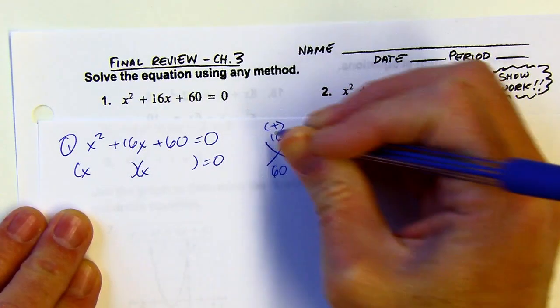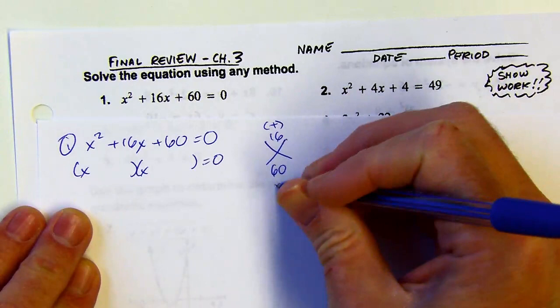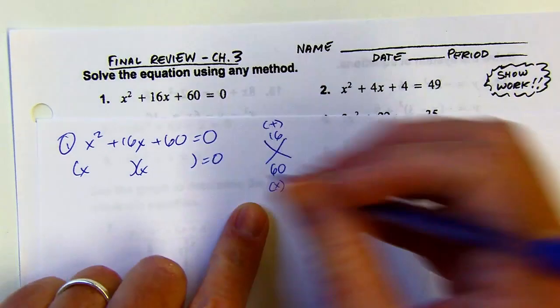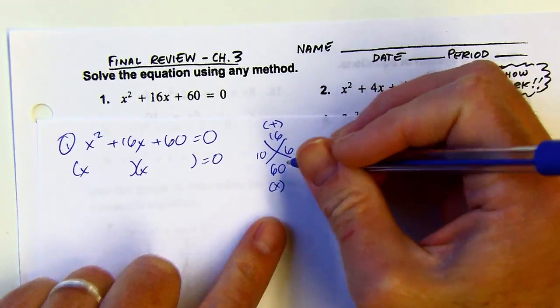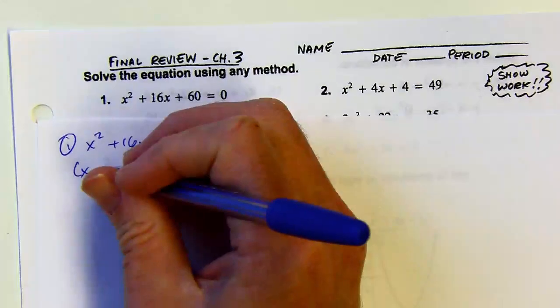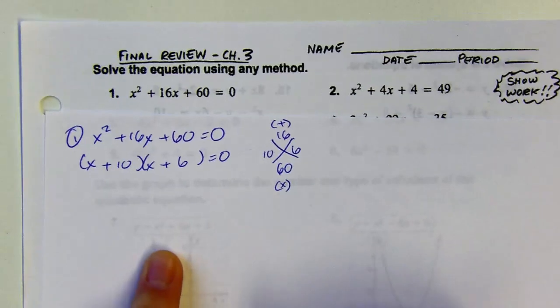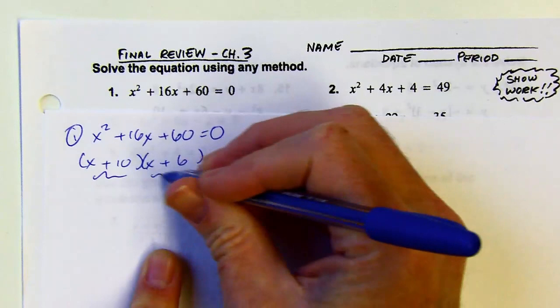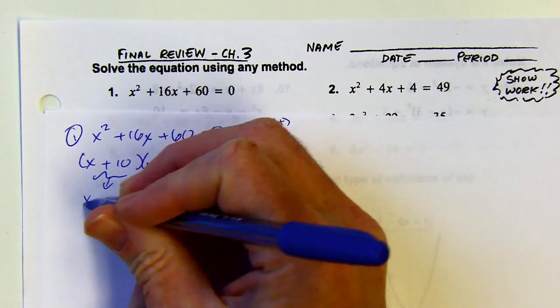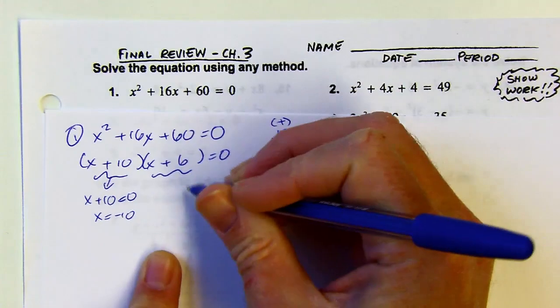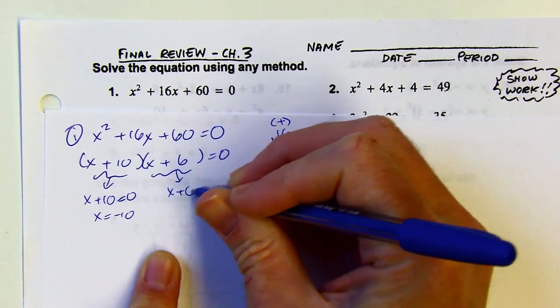I'm looking for two numbers that add to 16 and multiply to 60. 10 and 6 will work, right? 10 plus 6 is 16, 10 times 6 is 60. That tells me what goes in the back of these parentheses. Okay, and then I can use the zero product property. One of these two things has to equal 0. So that means x would equal negative 10, or x is going to equal negative 6.